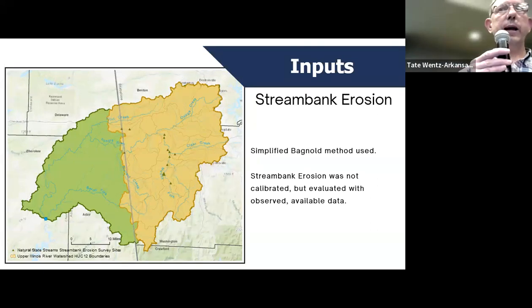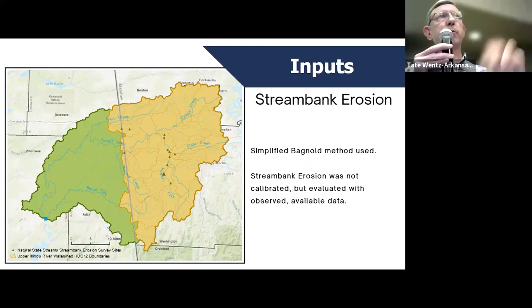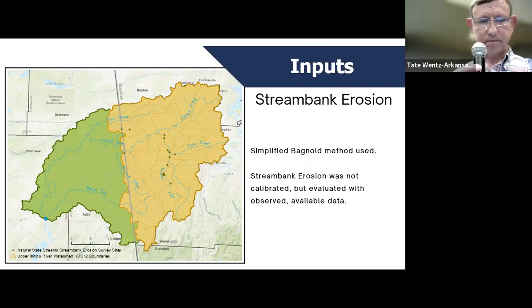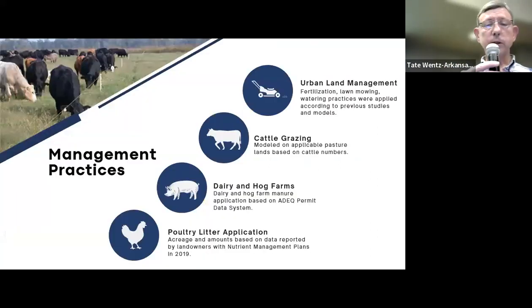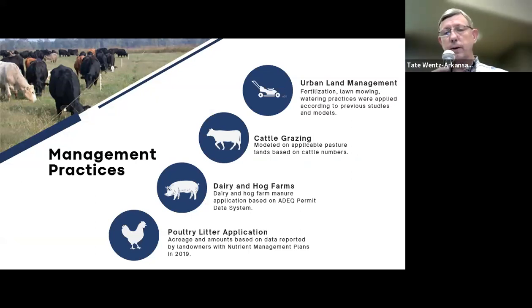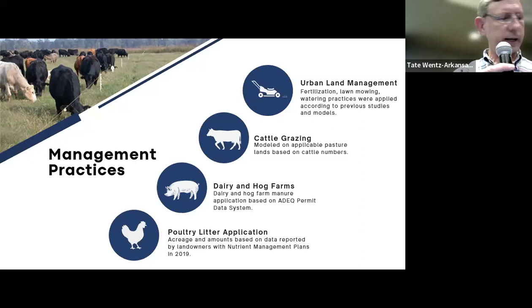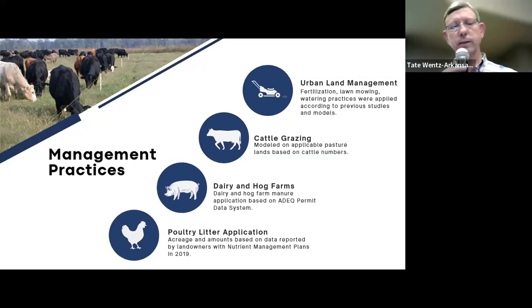And with the stream bank erosion measurements, we can't just take that and feed it right into the model. But what we can do is tweak some of the parameters in the model and then look and see, are we being realistic based on what the observed data show. The model also has management practices, including urban things like fertilization and lawn mowing, cattle grazing, and dairy and hog farm manure. There are not too many dairy and hog farms in the state. I don't have those numbers with me. It's a relatively small number, but like I said, we do include that in the model.